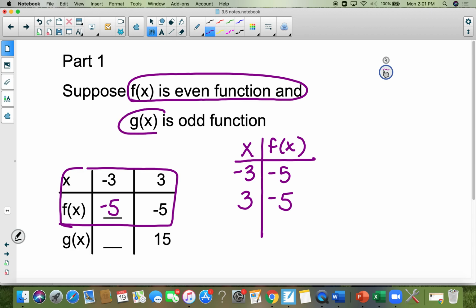G of x is an odd function. So you're going to disregard this one. Your x is still a negative 3 and a positive 3, but your y values are now 15. To be an odd function, this number needs to be a negative 15. So do you see how you do that?